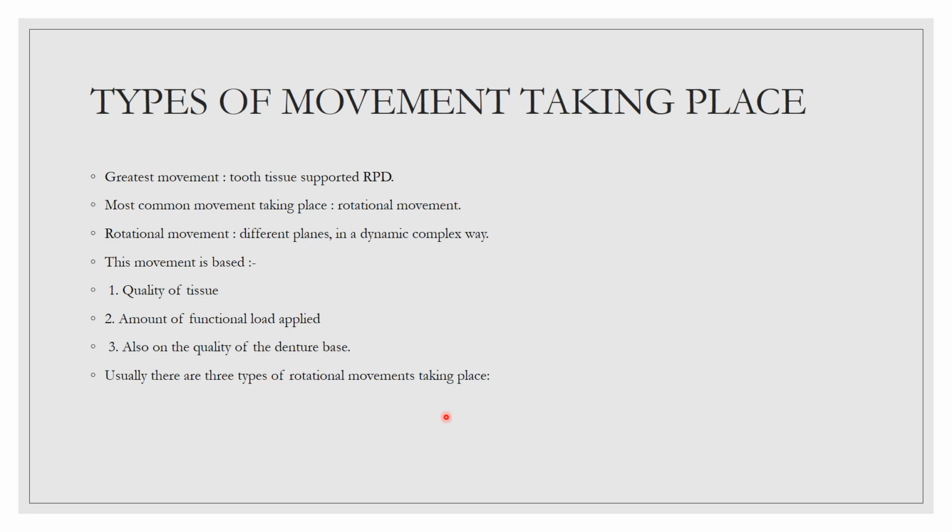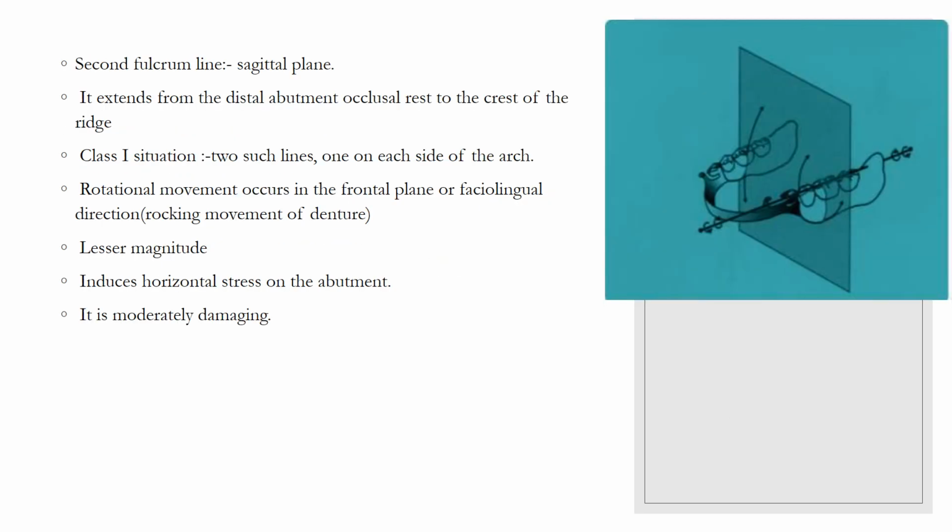So usually there are three types of rotation. This is the first rotation. This is the second fulcrum line, the sagittal plane. It extends from the distal abutment occlusal rest to the crest of the ridge. So distal to the occlusal rest. In Class 1, there are two such lines, guys. So here and here.